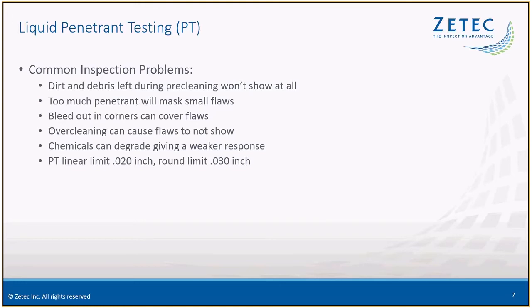So you could actually remove your testing penetrant. And with penetrant testing, the chemicals can degrade over time, which would give you a weaker response. That makes it harder to resolve smaller indications that you would expect to resolve, but you can't because of the chemical degradation. And then there tends to be a limit on the size that you can resolve: on a linear type of indication, 20 thousandths of an inch, or if it's round or volumetric, 30 thousandths of an inch.